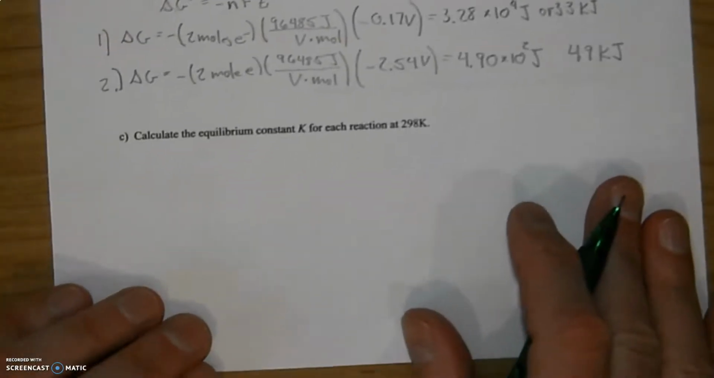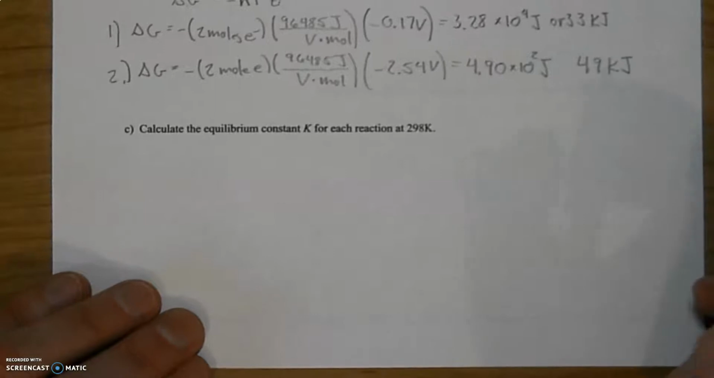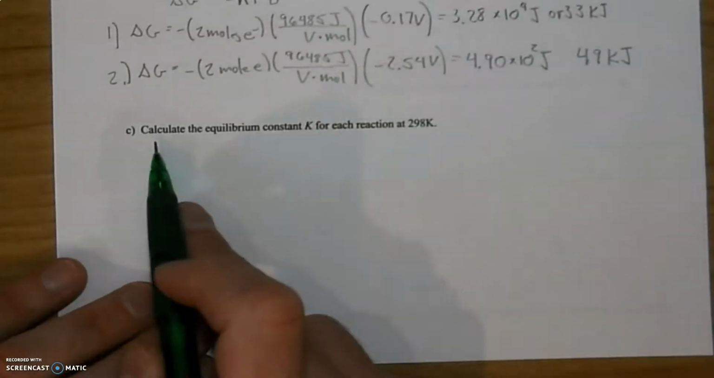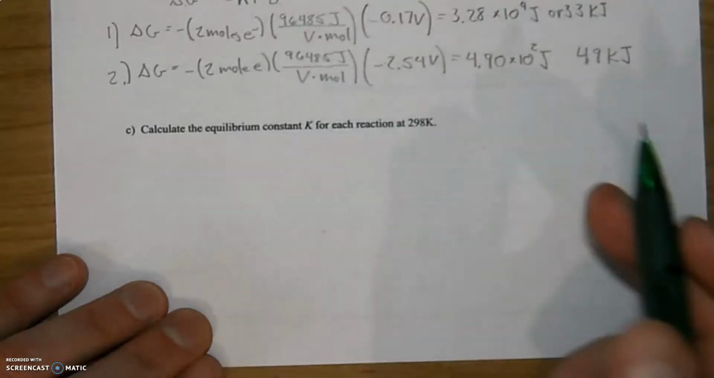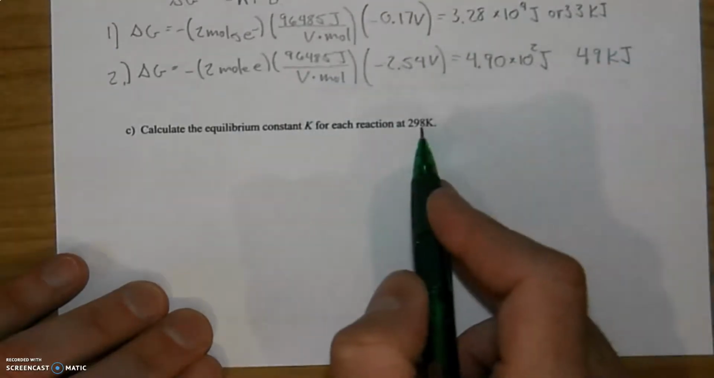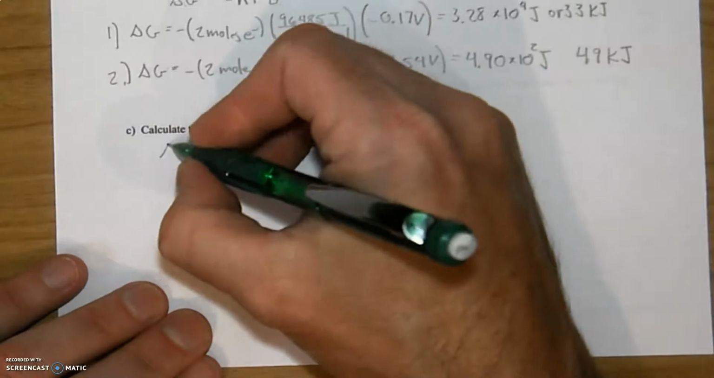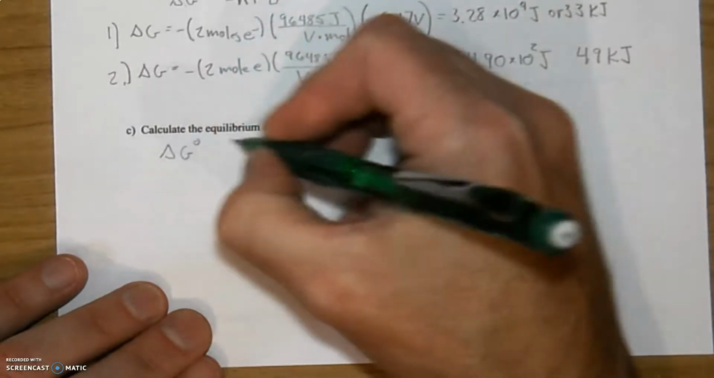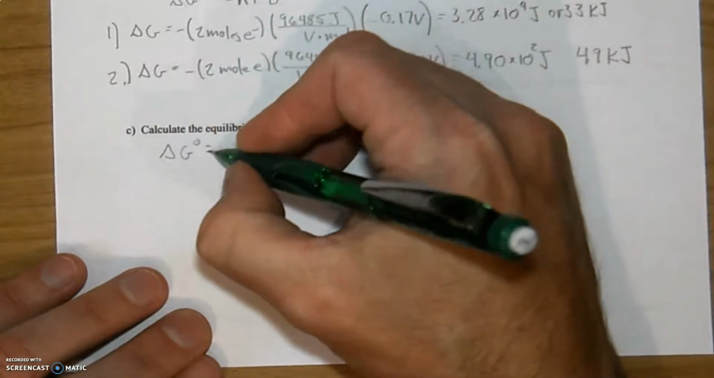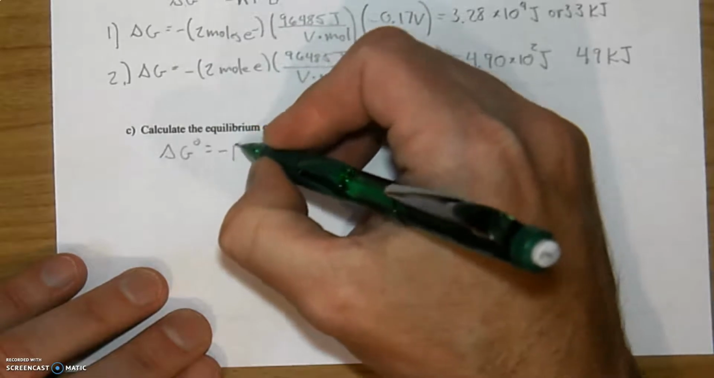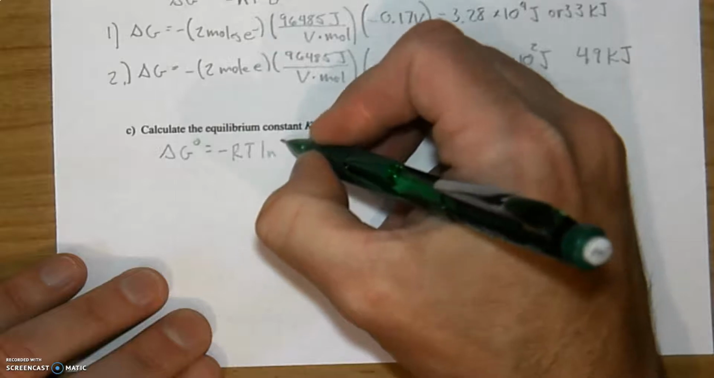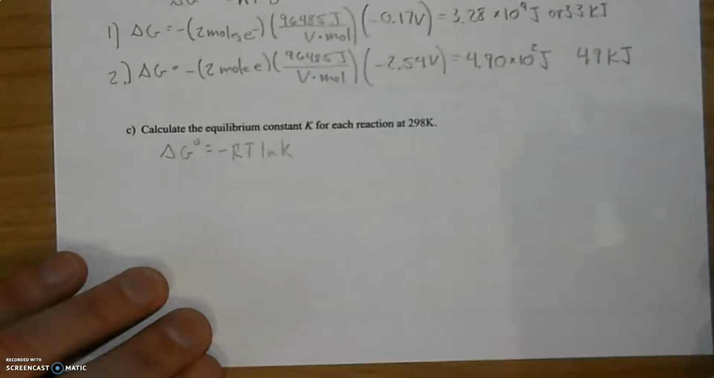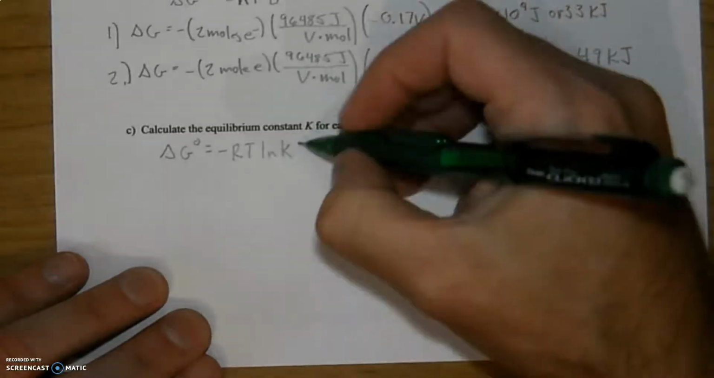Okay, the last one on here, part C, we're going to use the other equation with equilibrium for this last part. Calculate the equilibrium constant K for the reactions above. So for this one, the equation we're going to use is delta G prime is equal to negative RT natural log of K. And again, this is all because we're at standard conditions. We can do this, no problem.